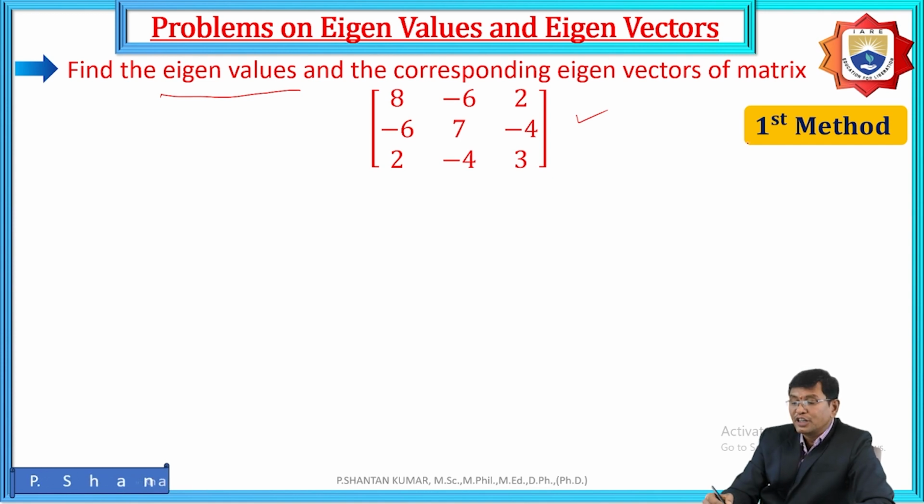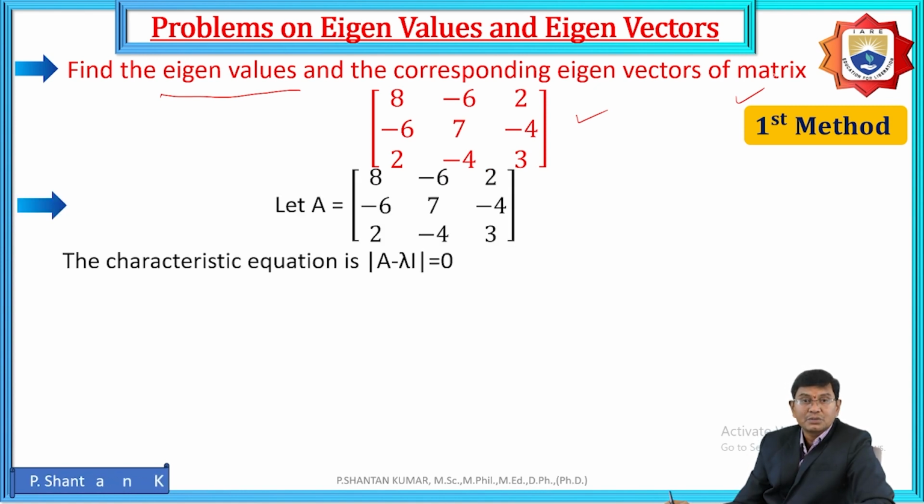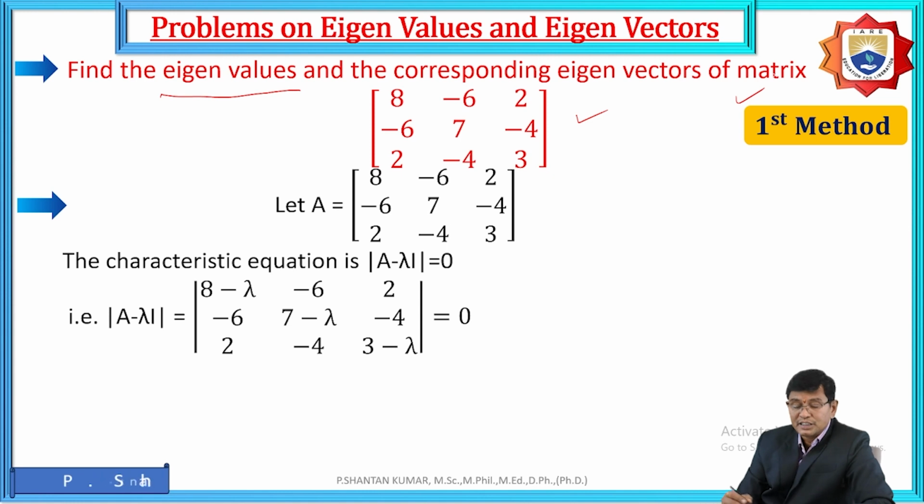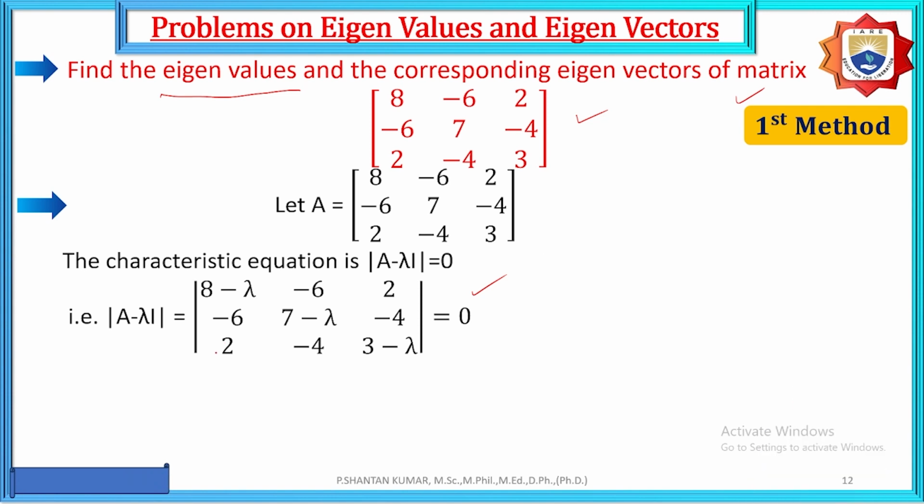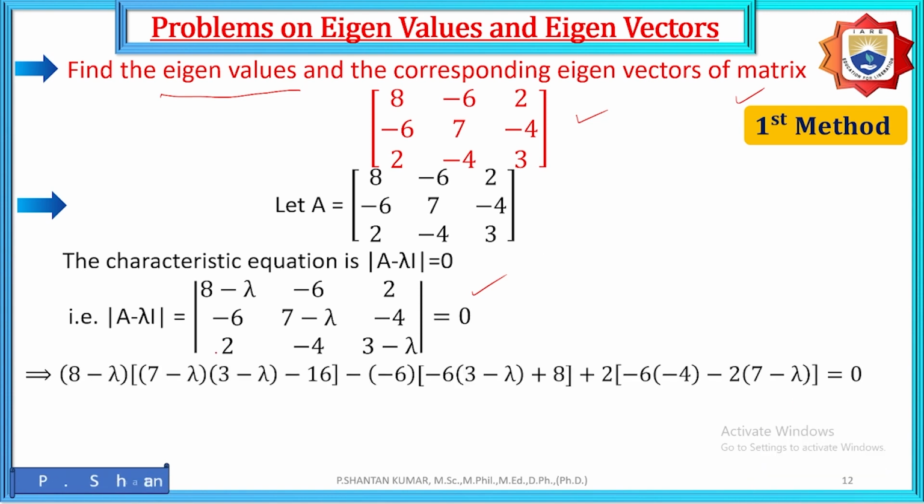First we are going to discuss the first method. Under the first method, in general, the characteristic equation of the matrix is determinant of A minus lambda I is equal to 0, where A is the given matrix, lambda is a scalar, and I is the corresponding unit matrix. With the help of A minus lambda I, the matrix is like this. Now we proceed with the general method. The determinant of A minus lambda I is equal to 8 minus lambda into 7 minus lambda minus 3 into 3 minus lambda minus 16. That is the general procedure to find the determinant of this matrix.